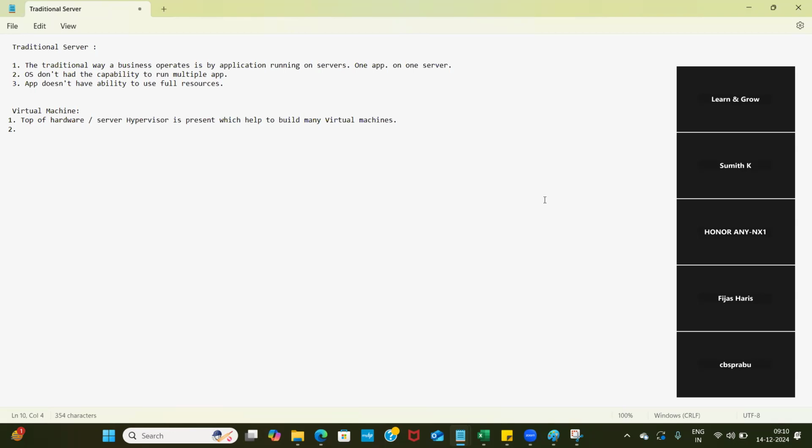The hypervisor helps segment all the hardware resources as a virtual function. Try to understand this point. It takes the hardware resources and converts them into a virtual function, meaning the VM. You can call it a VM, a virtual machine.